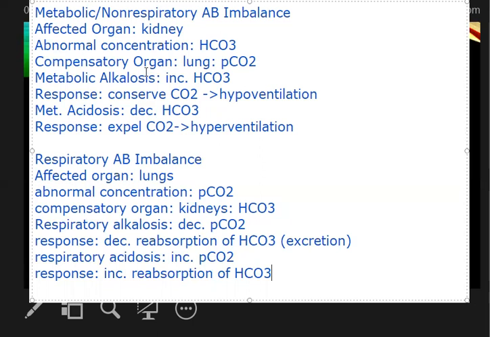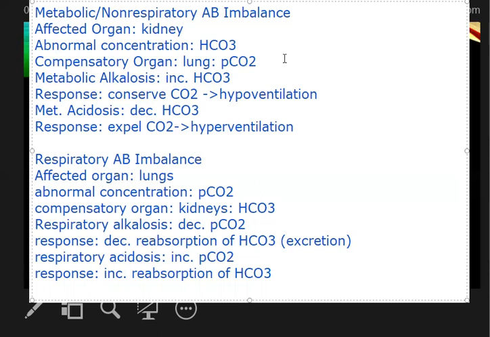So for your metabolic alkalosis, remember that the problem is alkalosis. That means you need carbon dioxide in order to counteract the alkalosis inside the body, because carbon dioxide will make your body acidic. So to counteract your alkalosis, you need to conserve carbon dioxide.